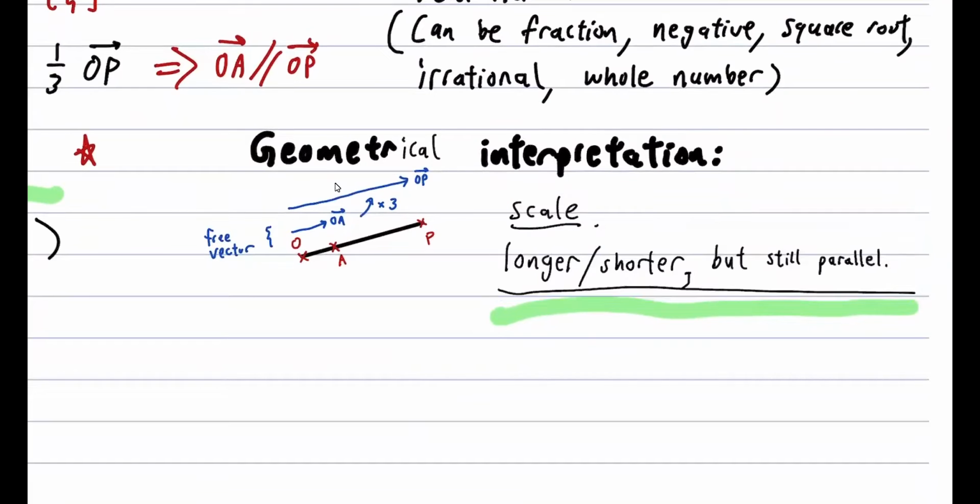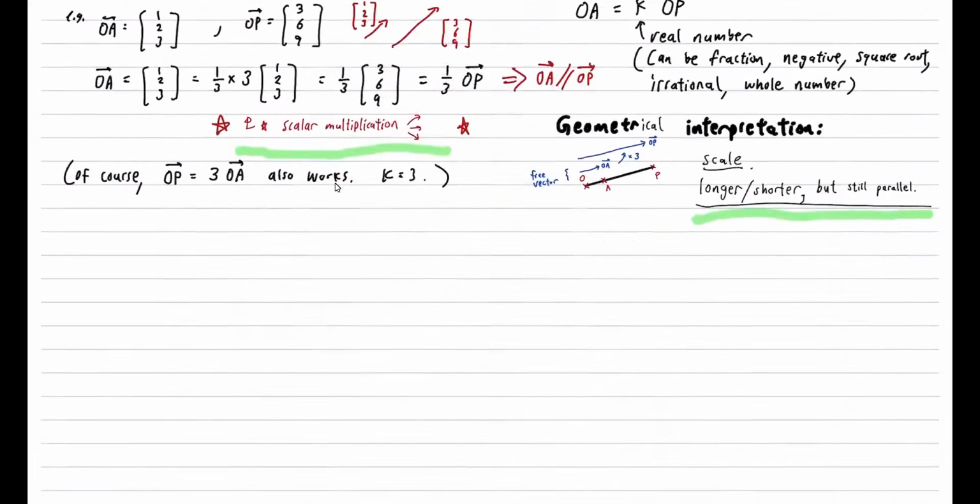Okay, review. What is the main point? The geometrical interpretation when you have a scalar is that you will scale it, or in other words, the vector becomes longer or shorter, but it is still parallel. Of course, if it's negative, you can go in the opposite direction. Like for example, -4 times vector OA. You just extend it by 4 times, but negative, so you go in the opposite direction. Okay, good. Next.